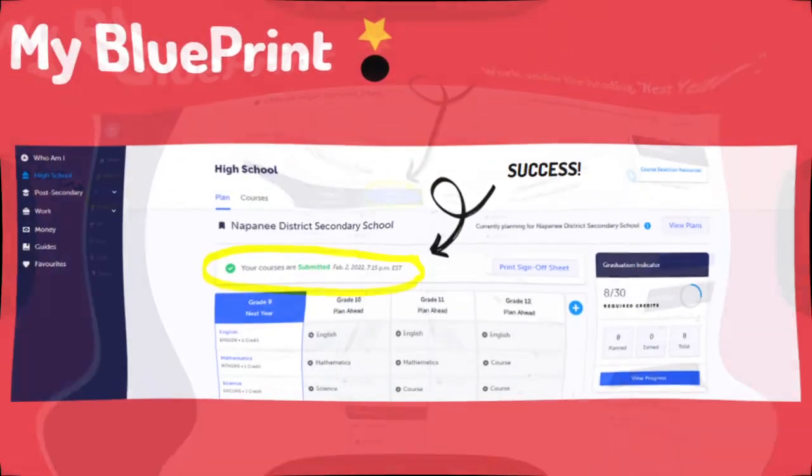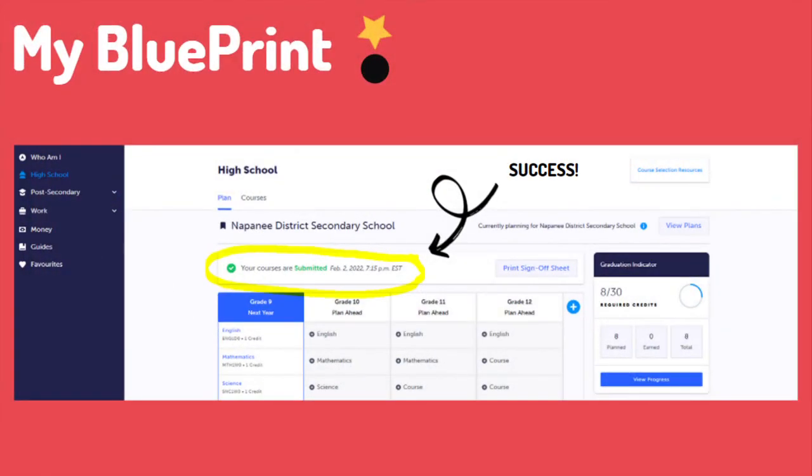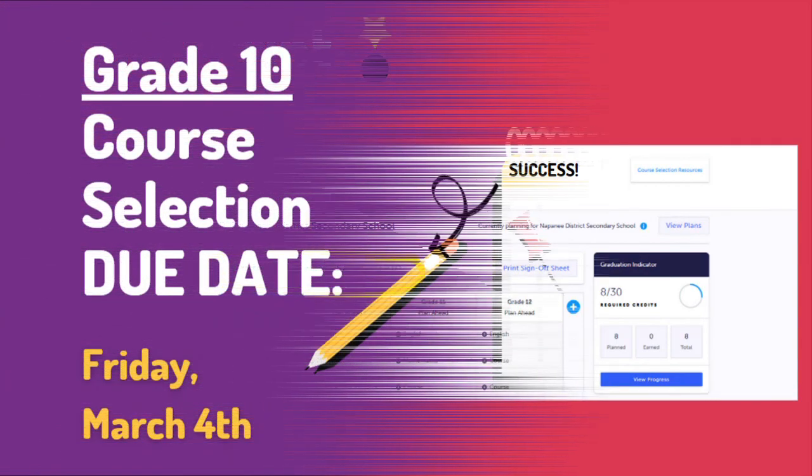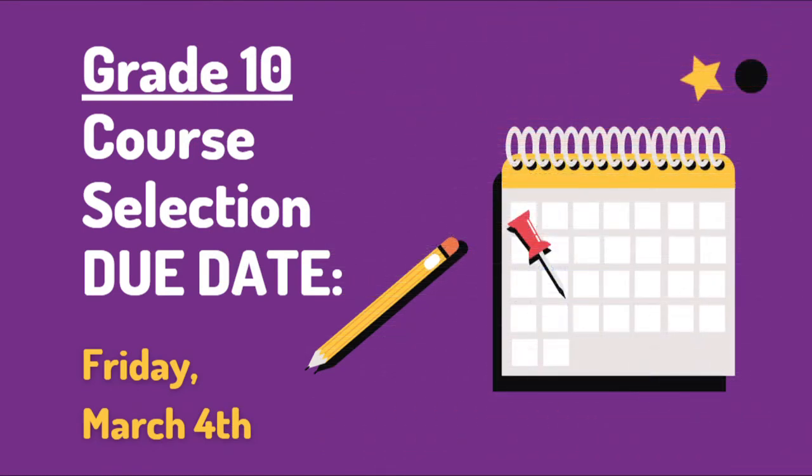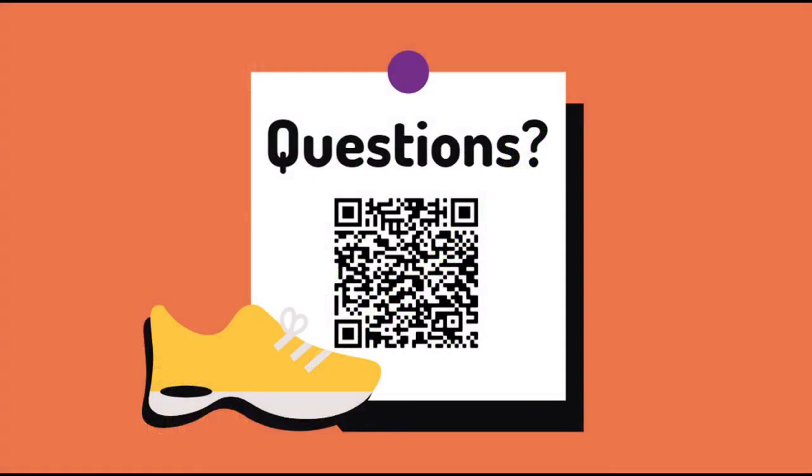Once you've successfully submitted your classes, you should see the date and time of your submission near the top of your planner page. You can print off a copy of this page if you like, but we do not require a hard copy to be handed in to People Place or your homeroom teacher. Just a reminder that we will open My Blueprint for online course selection for grade 10 students as soon as we've received the updated information regarding the online learning options for next year. Your course selection should be completed and submitted through My Blueprint no later than Friday, March the 4th. So stay tuned for more information, grade 10s.